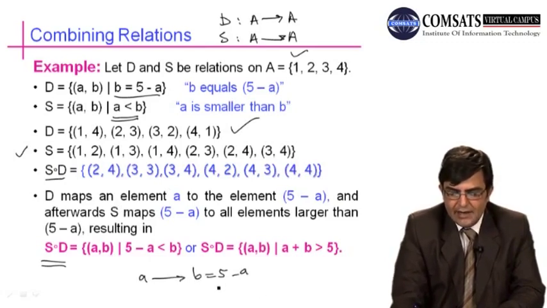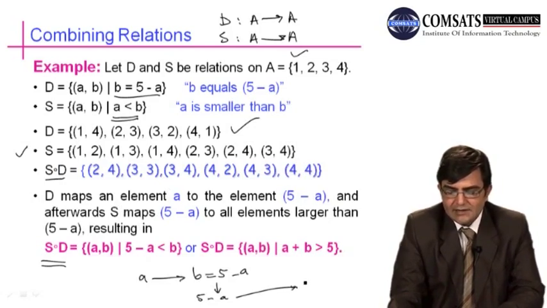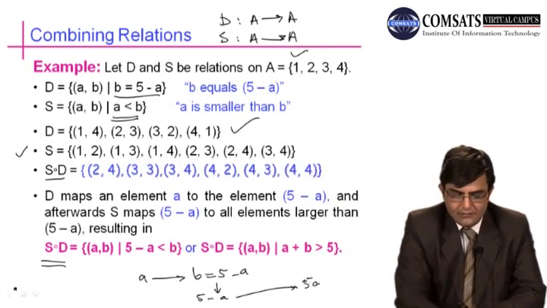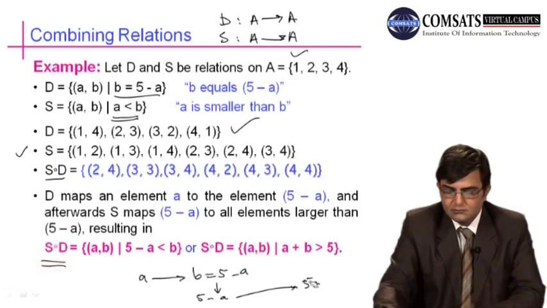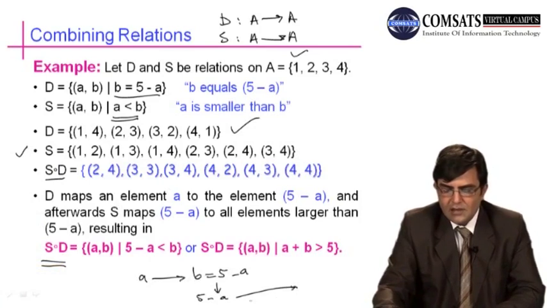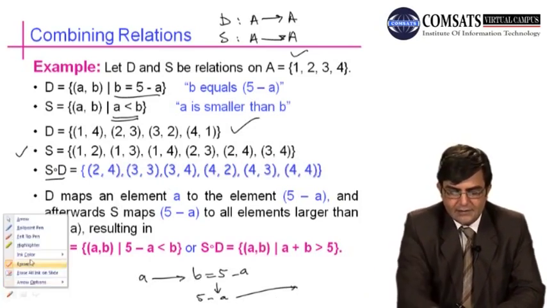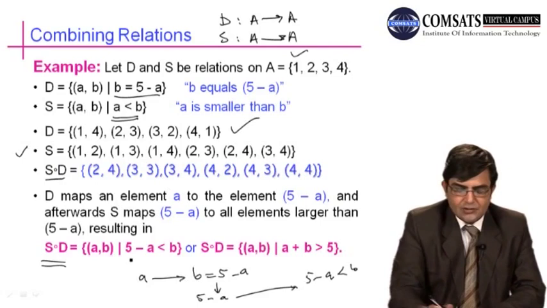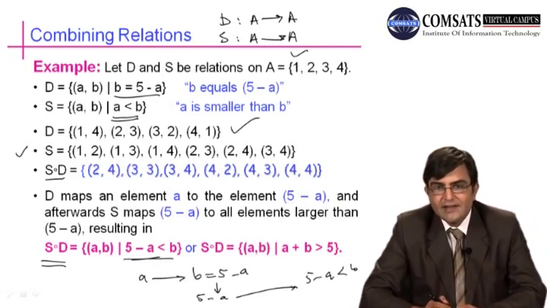Now we take B as A in the S relation. This B becomes A, which is 5 minus A, and this goes in the first place of S, and the second element of S must be greater than it. So 5 minus A must be less than B, the second element of S. So this is how we can write the composition of S and D.